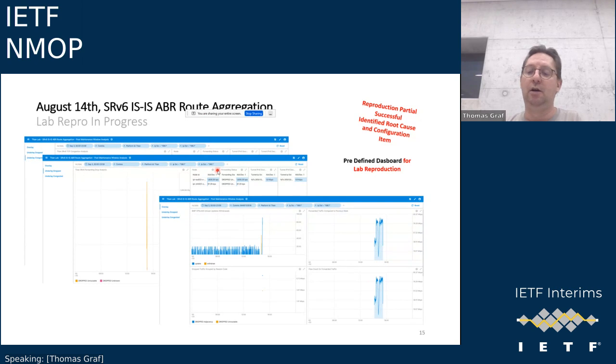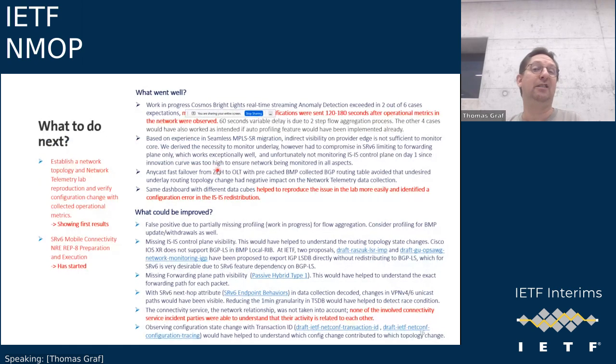Now, there is a long list of what went well and what could be improved. I'm just highlighting a couple of things which I believe are important. One is the time after the metric was observed in the network versus being alerted. We are here now in the range of 120 to 180 seconds.